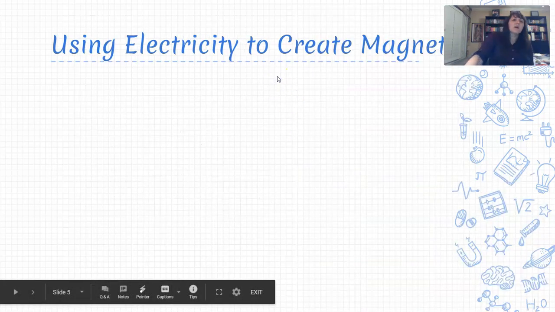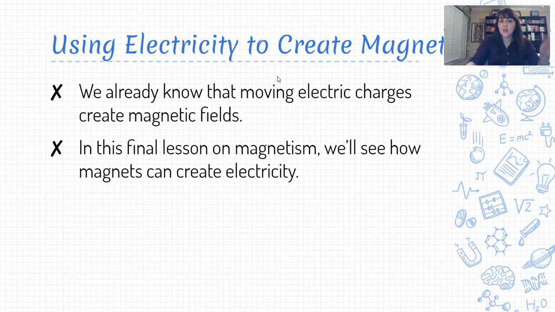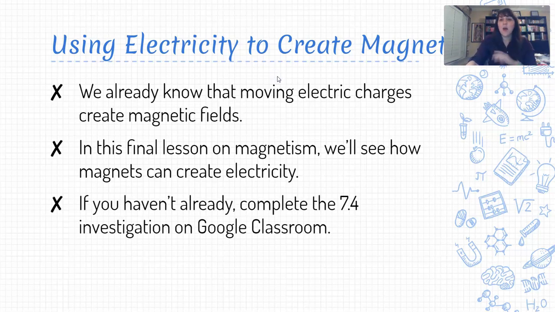Okay. So so far we've already talked very extensively about how moving electric charges will create magnetic fields. But here's our final big idea for this unit. It turns out that magnets can also create electricity. So electricity can create magnets. Magnets can create electricity.